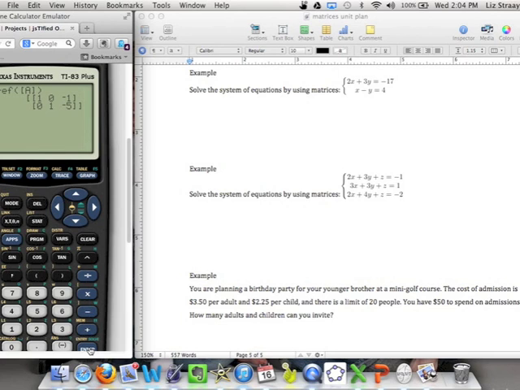So our answer goes alphabetically. X is the first answer, and then Y is the next one. So the solution to this system of equations would be X is -1, Y is -5.